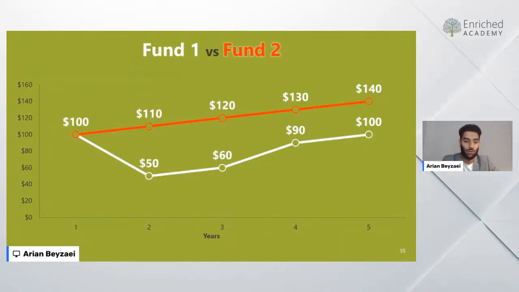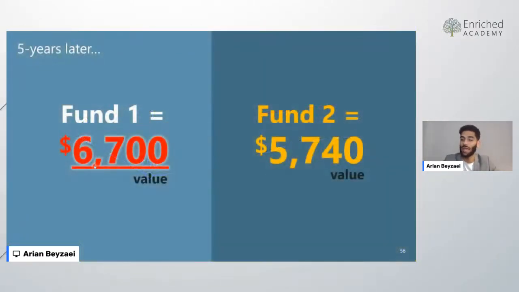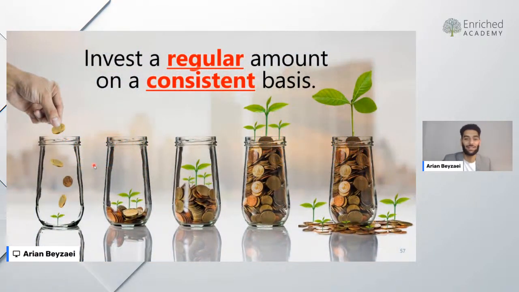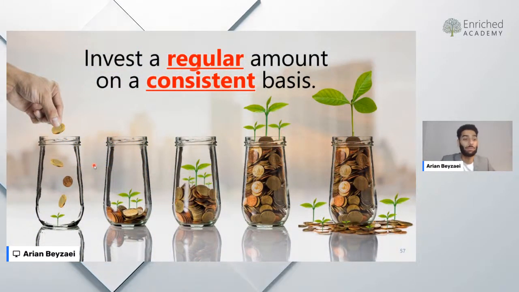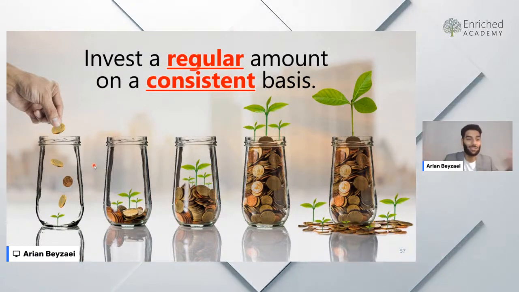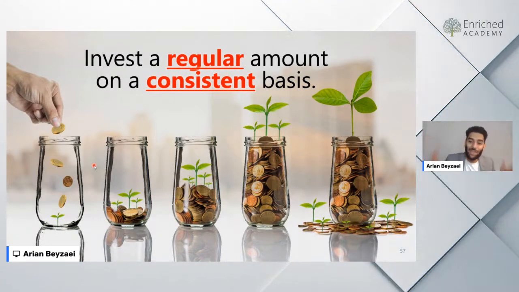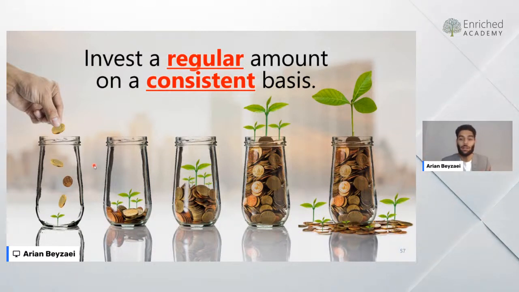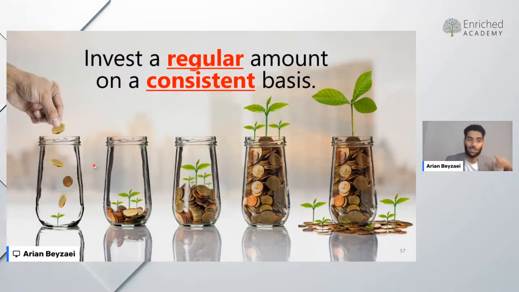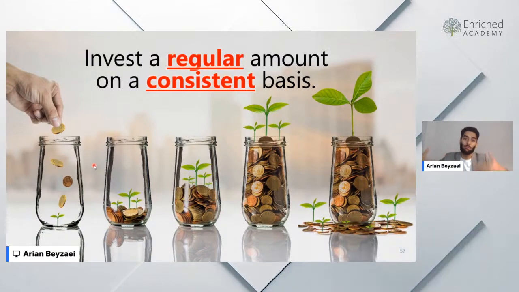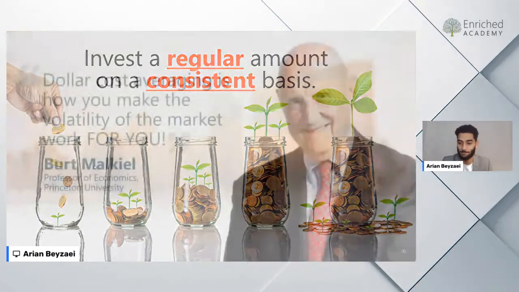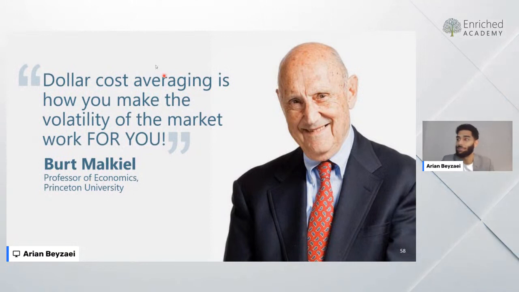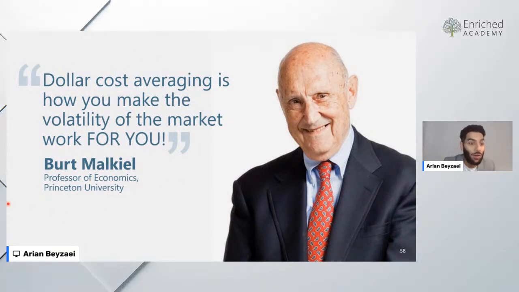So that's what dollar cost averaging is all about. That is the essence of it. You want to invest a regular amount on a consistent basis because people always ask us, Arian, I have a lot of money. Should I invest all at once? No, invest a small amount every single month. Why is that important? Because if the markets crash, and when they do, because the markets will always crash, we just don't know when, you're going to continue to buy and you're going to buy at a discount. Burt Malkiel said it best. He says dollar cost averaging is how you make the volatility of the market work for you.